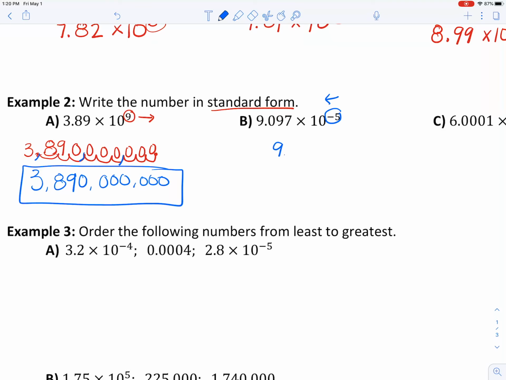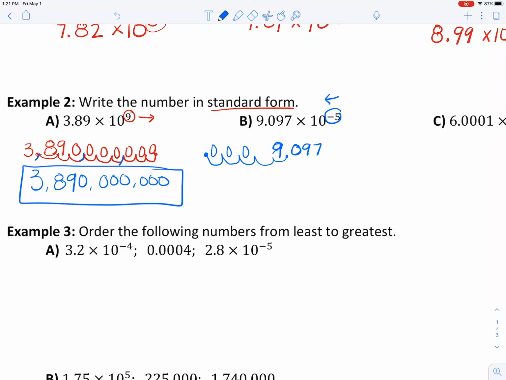Okay, letter B. Notice that this is a negative number, so that means I move to the left. So if I write this original 9.097 and I move the decimal point 5 spots to the left. 1, oh boy, I don't want to draw a circle. Sorry about that. All right, 5 to the left.